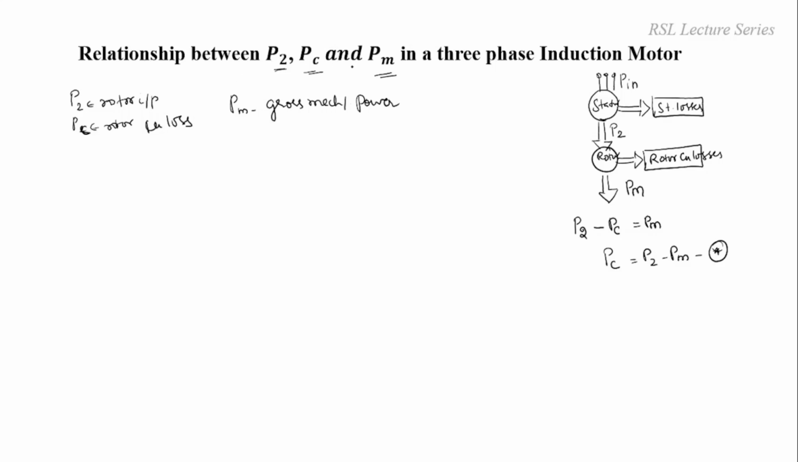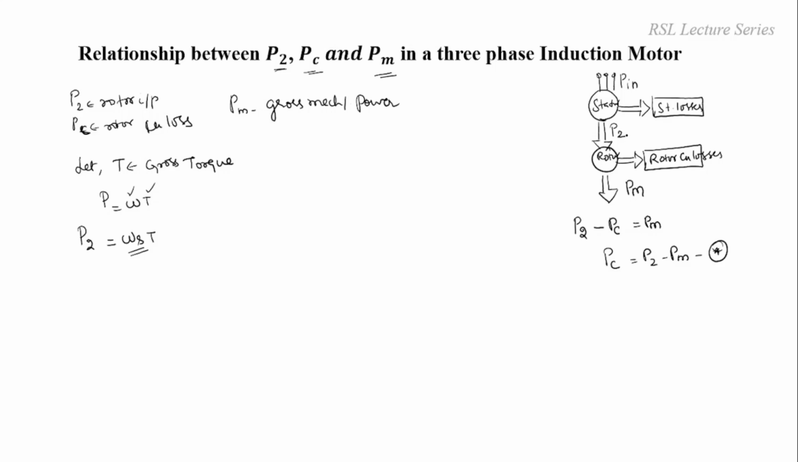Now we are going to derive the relationships between these three, P2, PC and PM. Suppose T is the gross torque developed in the motor. In general, power can be written as omega times T, where omega is the angular velocity and T is the torque. Omega is given by 2 pi N by 60. Now we can write P2 in terms of torque as P2 equals omega s into T, where omega s is equal to 2 pi Ns by 60. Here P2 is the power input to the rotor from the stator side.